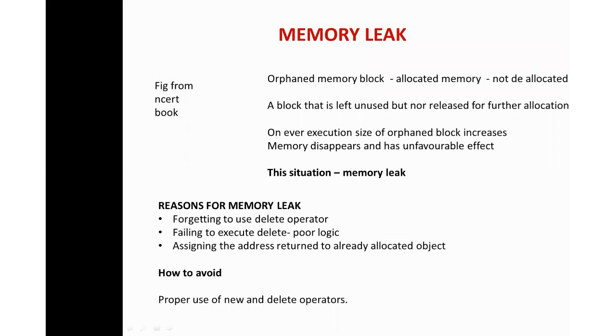So how to avoid that situation? Proper use of new and delete operators. Once you have used a new operator for one particular variable, then for that variable a delete operator should be used towards the end of the program. Before you end the program, a delete operator should be used for the dynamically declared variables. Otherwise, you will come across these reasons for your memory leak.